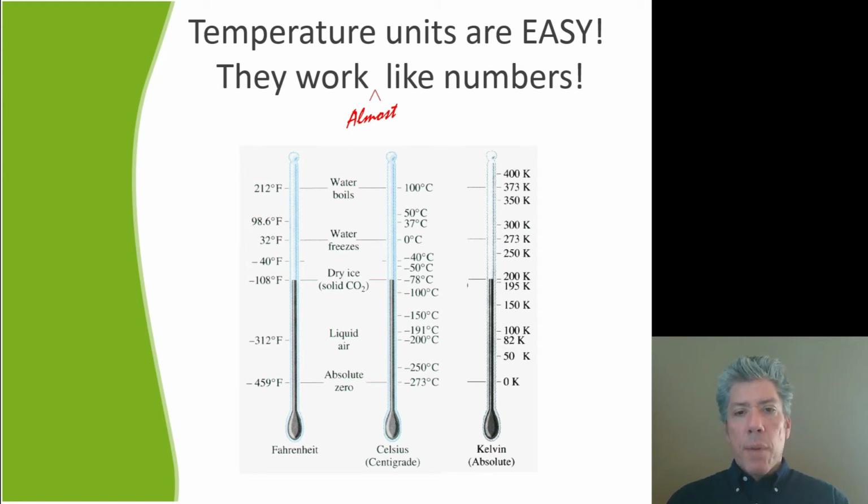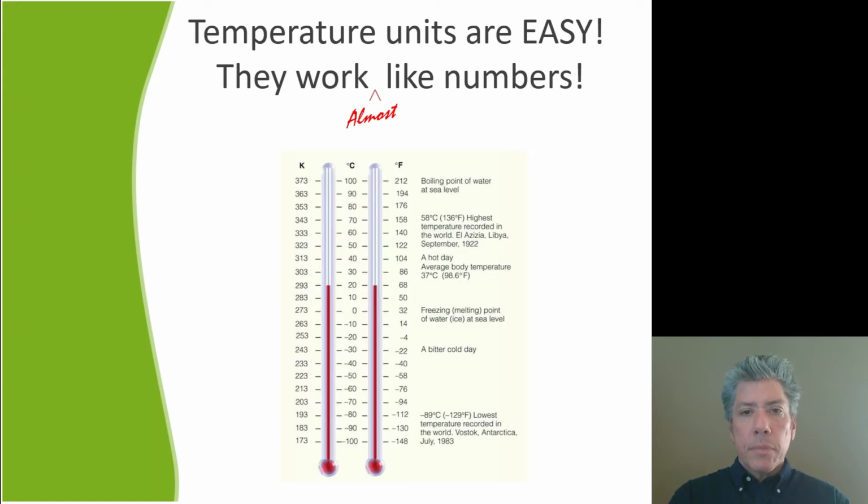But you can see some representative temperatures here. For example, dry ice, which is solid carbon dioxide, exists at negative 108 Fahrenheit, or about negative 78 Celsius, or a balmy 195, 200 Kelvin or so, something like that. And you can see several different example temperatures here. Some interesting temperatures that are world records, for example. Lowest temperature on record that's officially recorded was in July 1983 in Vostok, Antarctica.